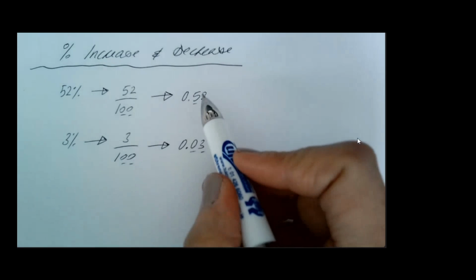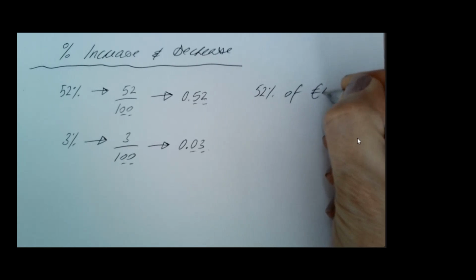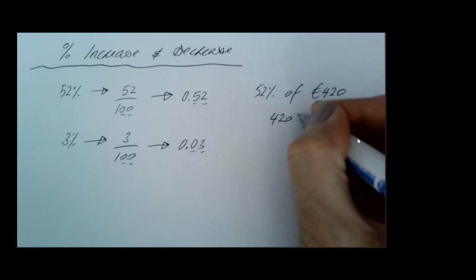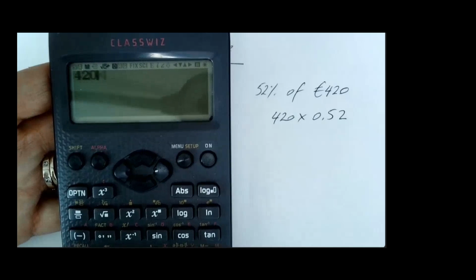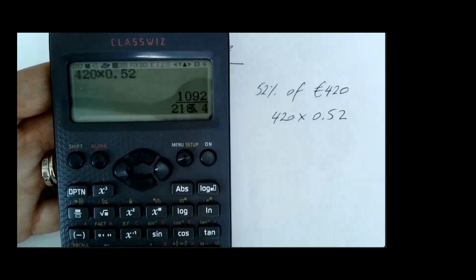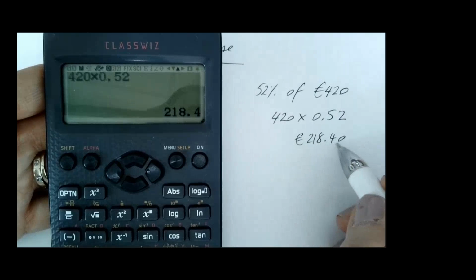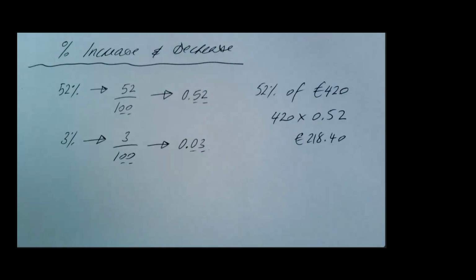The easiest way to work out percentages is to multiply by the equivalent decimal, okay? So if I wanted to get 52% of, let's say, 420 euros, I would just literally multiply by the decimal. So 420 multiplied by 0.52. And that works out to be 218, and because I'm talking money, I'm always going to give 2 decimal places with money. Okay, so 218 euros and 40 cents.